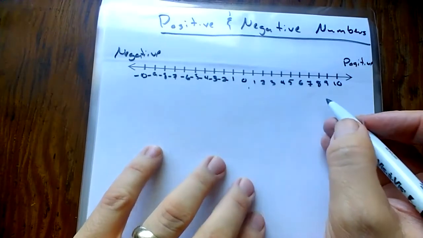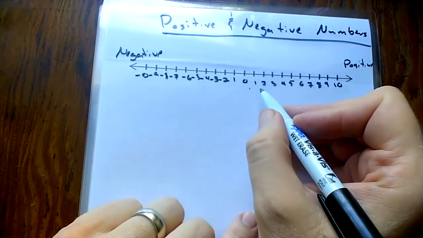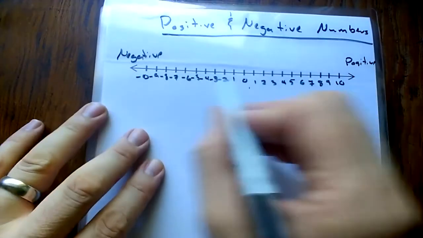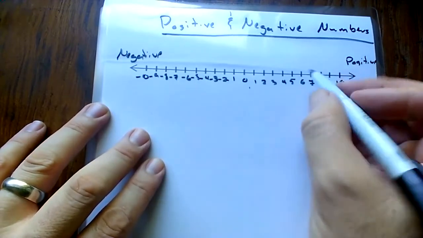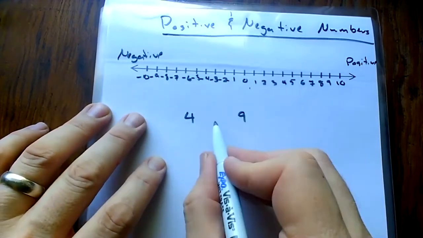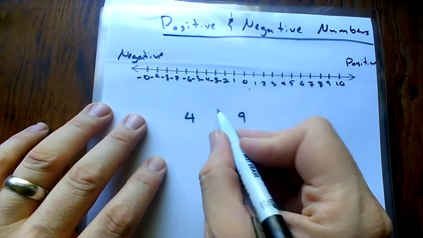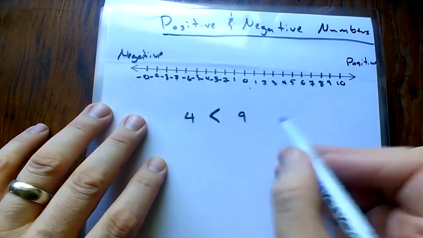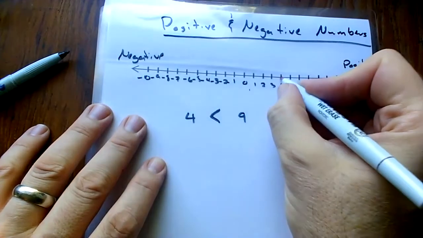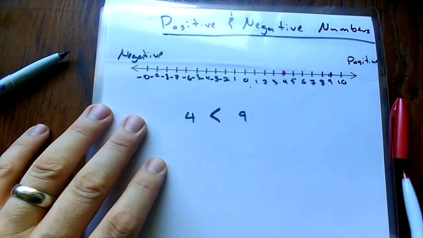Now, as with a lot of types of numbers, it's also really important to note which one is going to be bigger. So if I were to pick, say, two positive numbers, like 4 and 9, what determines what is larger is, well, 9 is bigger than 4. 9 is greater than 4. And if you take a look at their relative position on the number line, we note that 9 is further to the right on the number line. So it's greater than 4.